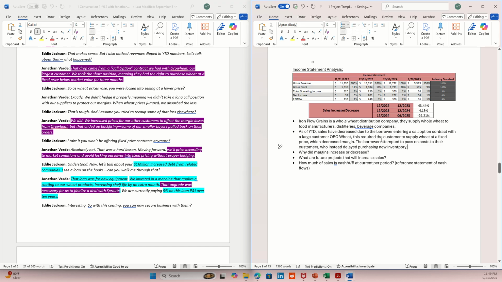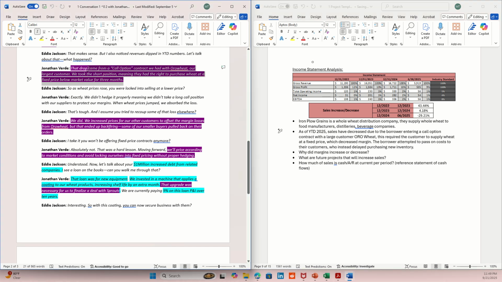Right. So this is a simple statement. As of year to date 2025, sales have decreased due to the borrower entering a call option. Remember, we have it right here. The drop-ins came from a call option contract we did with Oro Wheat, our largest customer. We took the short position, meaning they had the right to purchase wheat at a fixed price below market value for the next 3 months.